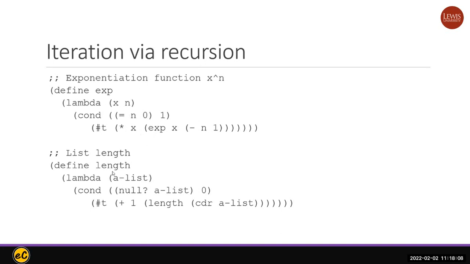And checking the list similarly, you actually check if it's a null list. Otherwise, you actually check the length of the rest of the list and then plus 1. That's actually using recursion to replace iteration.